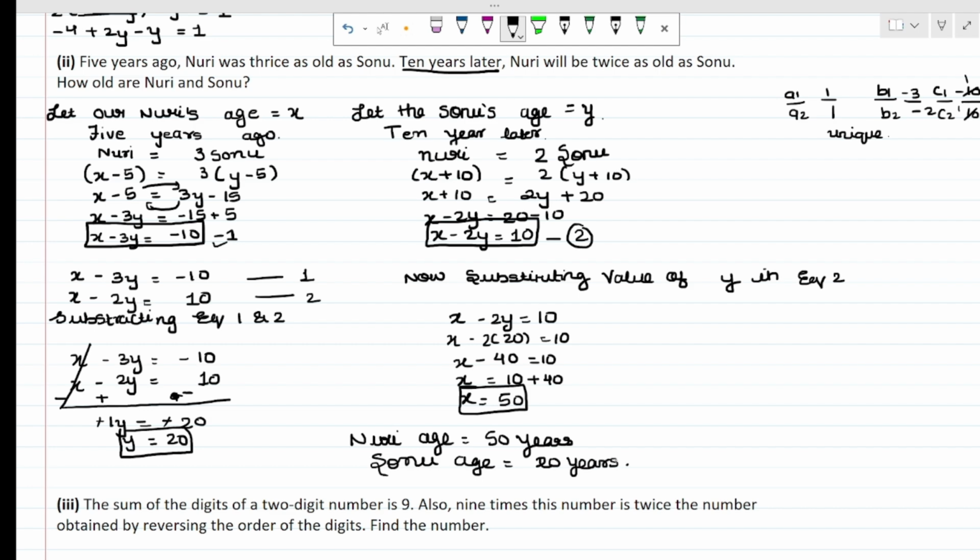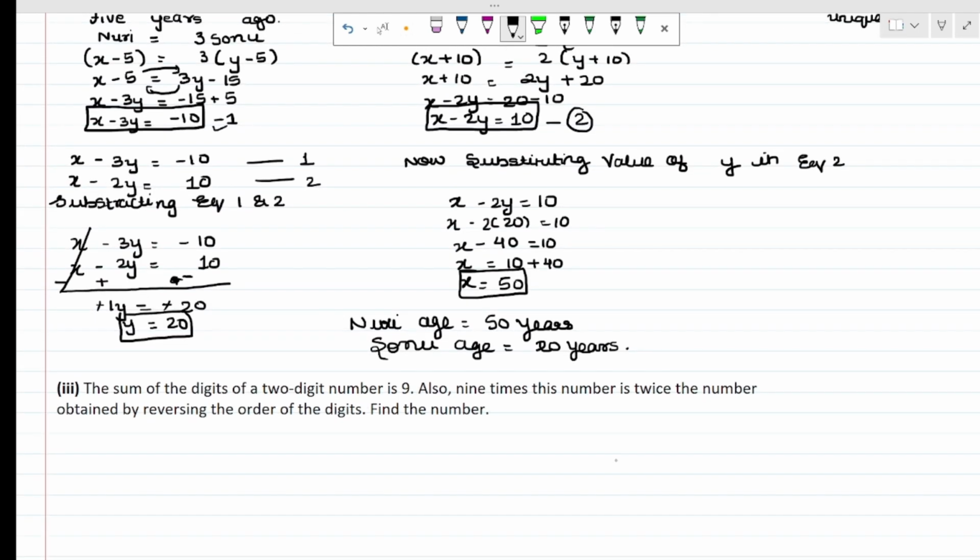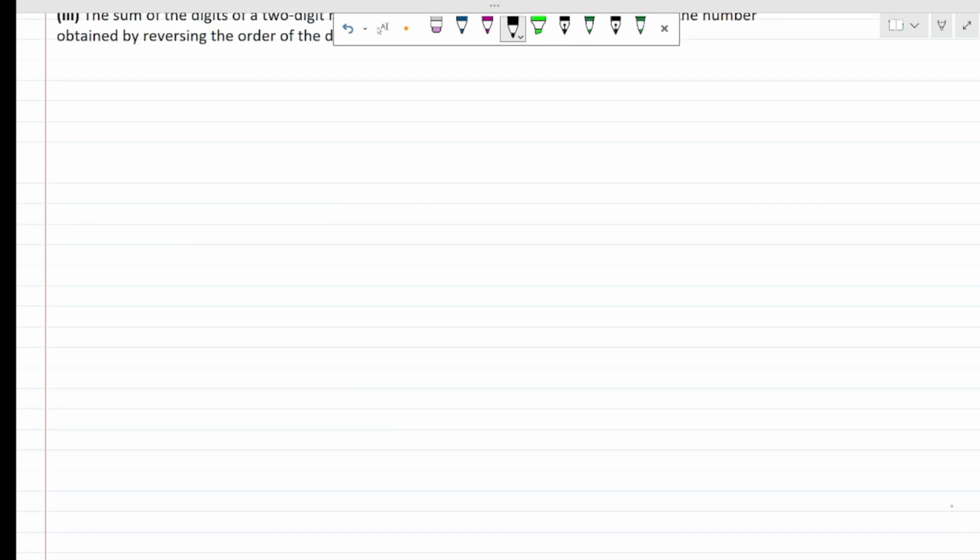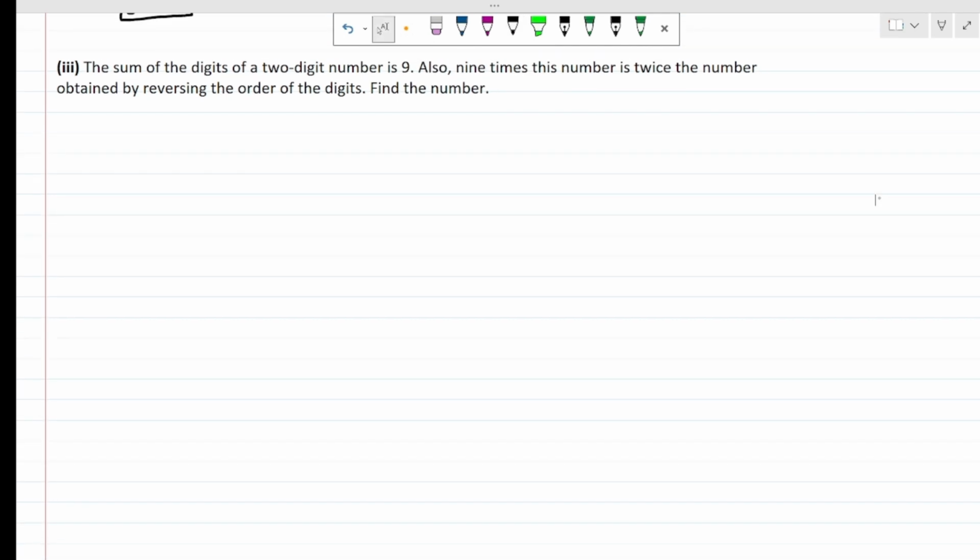Clear? Now we are moving ahead with our next digit problem, which uses the original number formula. This type of question is also mostly asked. Now the question says the sum of digits of a two-digit number. That means we are talking about a two-digit number. Of course, whenever there is a two-digit number, there will be a tens and a units digit.